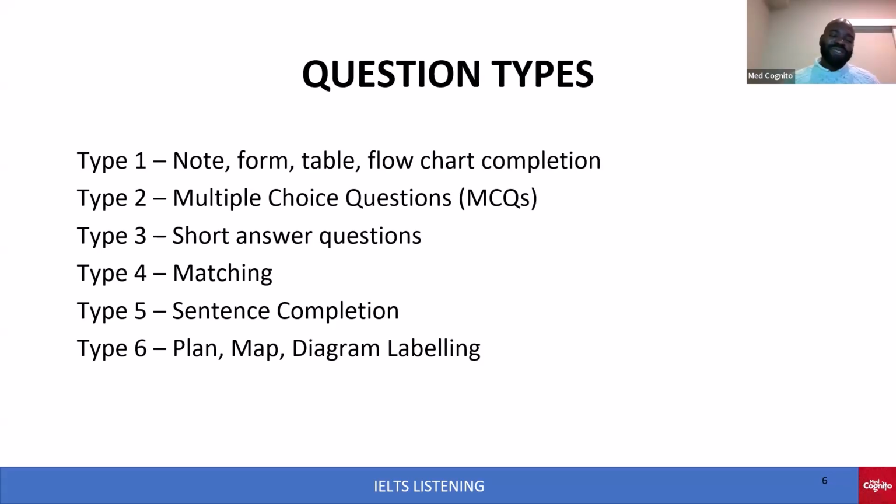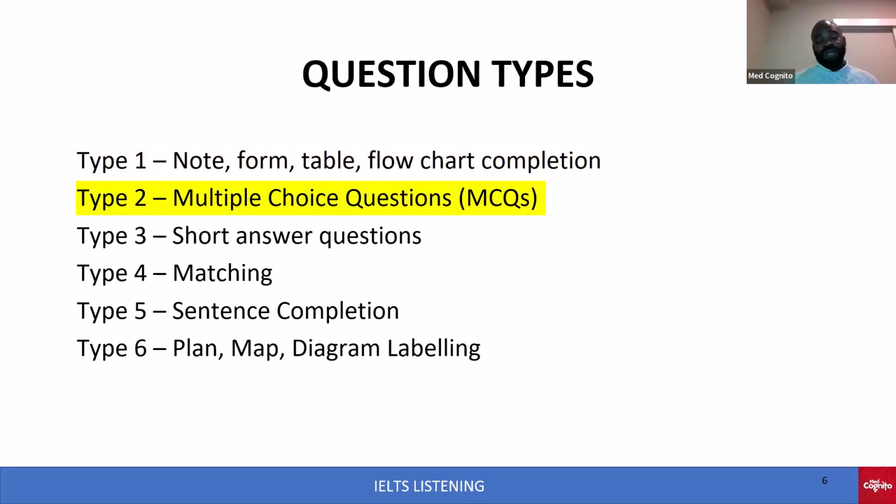As I mentioned previously, there are different types of questions to look out for during the listening session for the IELTS test. I mentioned previously that we will be looking critically at type 1 kind of questions. What I've labeled as type 1 are questions that involve you filling out a form, a note, a table, or completing a flow chart. And you are going to be doing this based on audio that is being played.